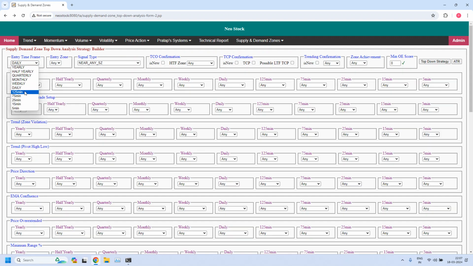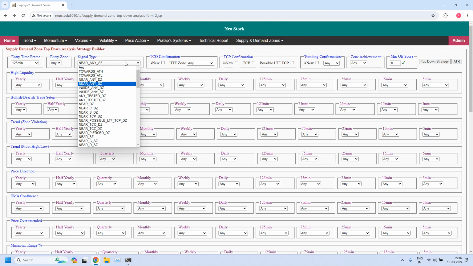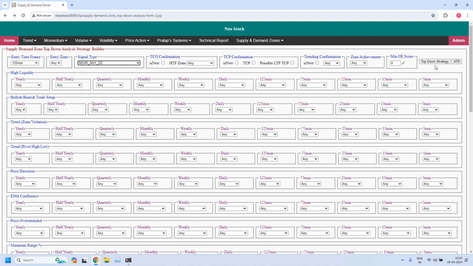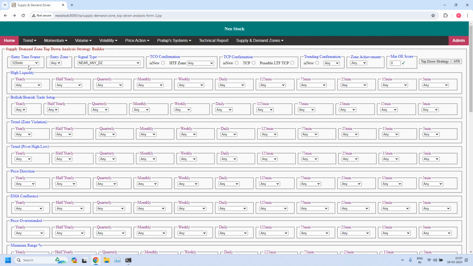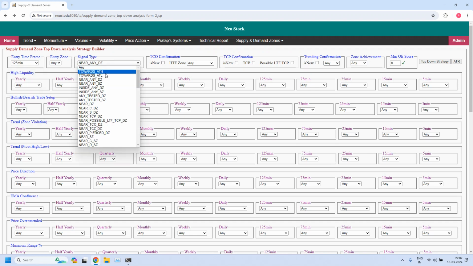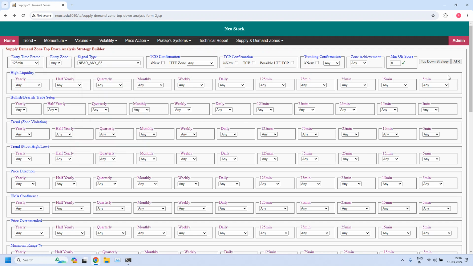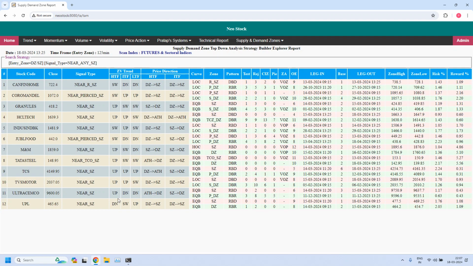changing the time frame to 125 minutes. Let us find the stocks near the 125 minutes demand zone. So 11 stocks are filtered. So let's go back. For 125 minutes, let us find the stocks near the 125 minutes supply zone. So these 12 stocks are filtered.